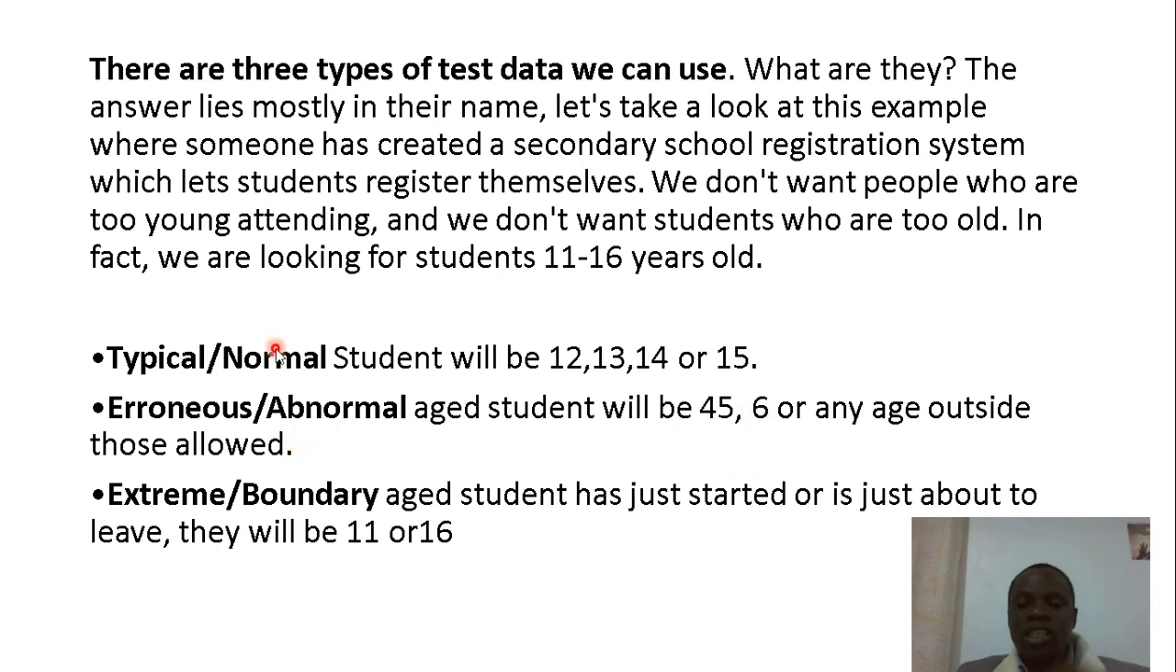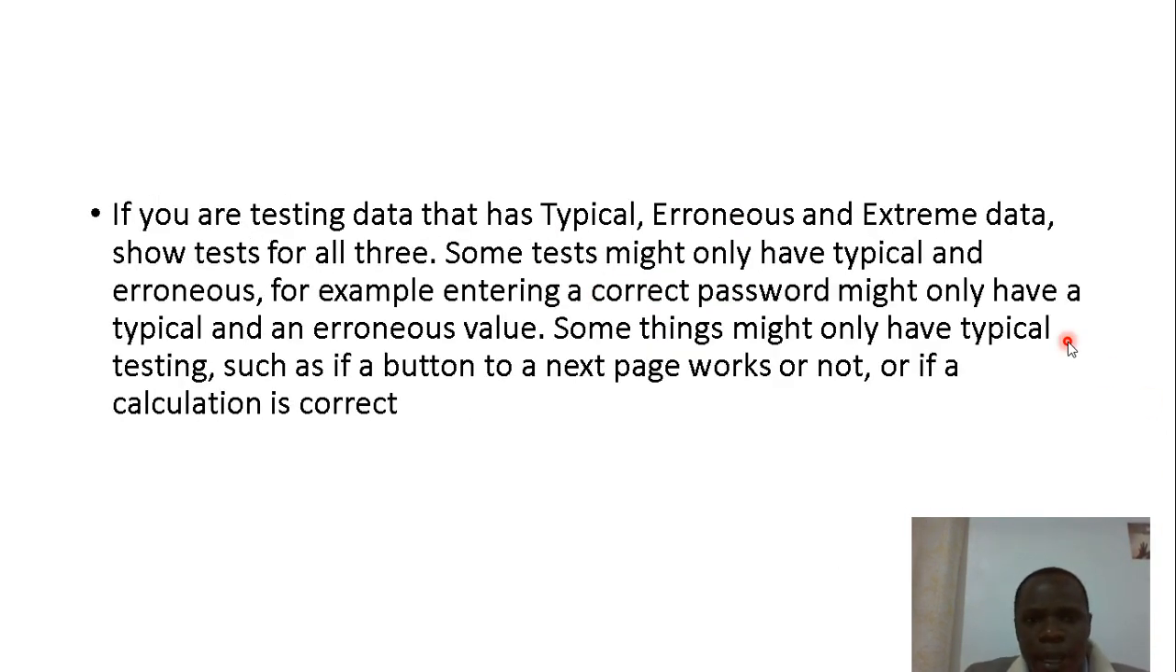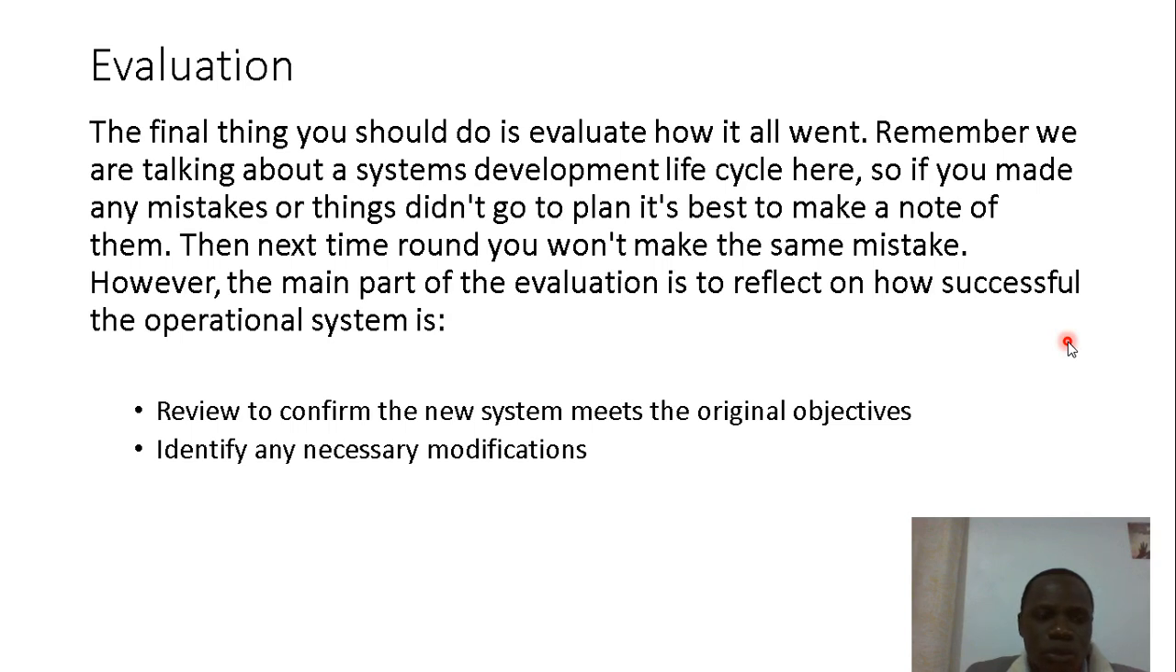So you create normal data to test with, you create abnormal data to test with, and also what we call extreme data, or boundary data. If we are looking at 11 to 16 years old, is 11 itself accepted and is 16 accepted? This is the boundary of the data you need. So you check the actual boundary to see if it is acceptable as well. When you do all these three, it should show that it is correct and therefore it should work.